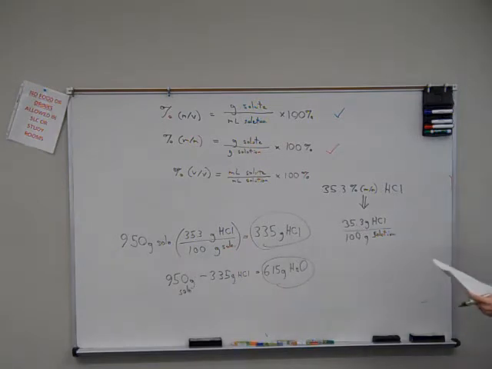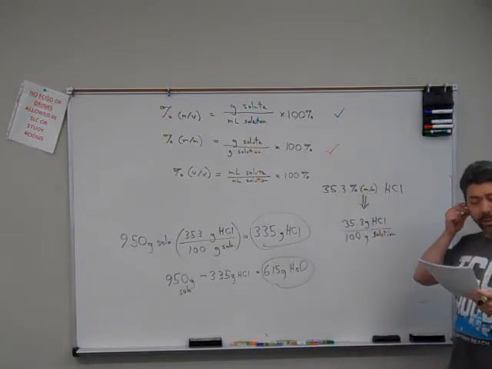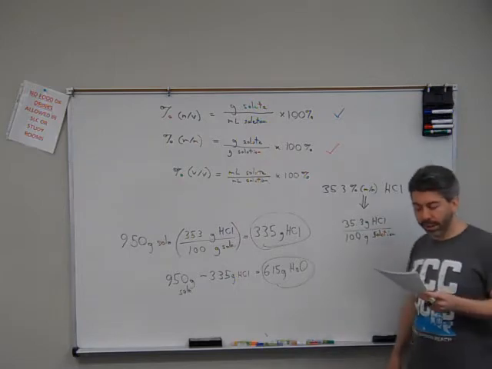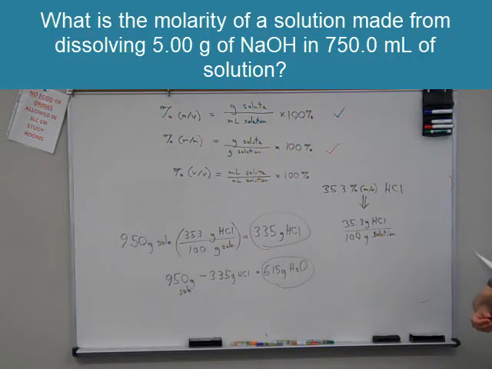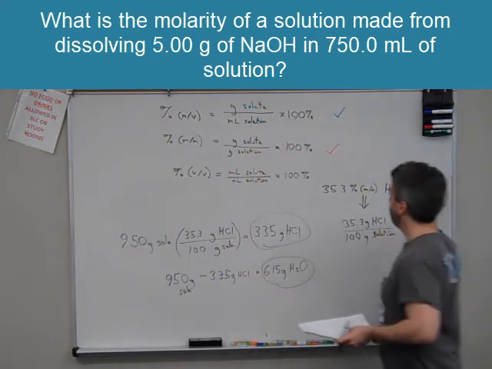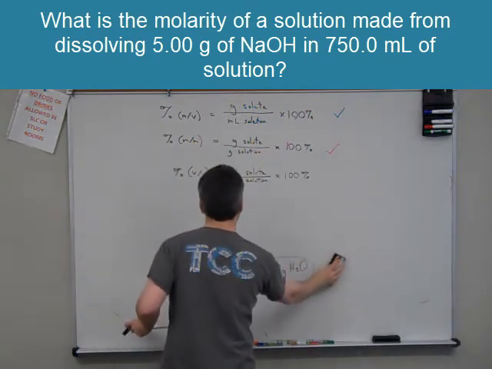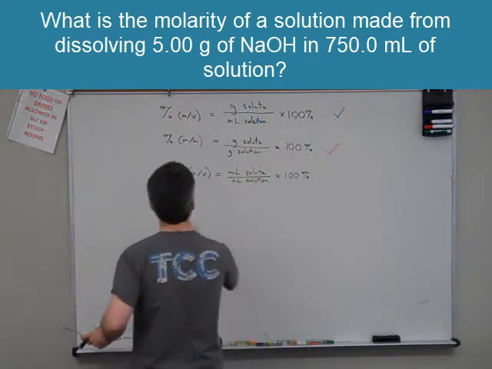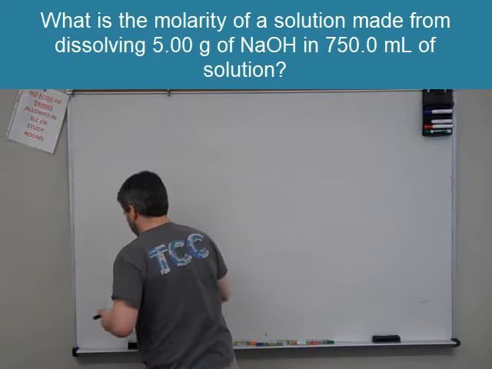Cool. So now, let's take a look at some molarity problems. Number 11 says, what is the molarity of a solution made from dissolving 5 grams of NaOH in 750 milliliters of solution? So, molarity is moles of solute over liters of solution, that is right.